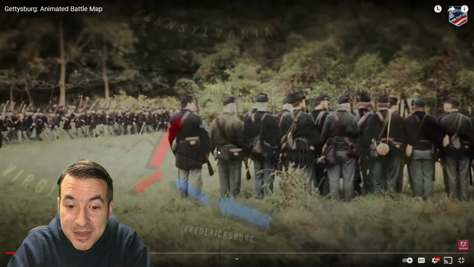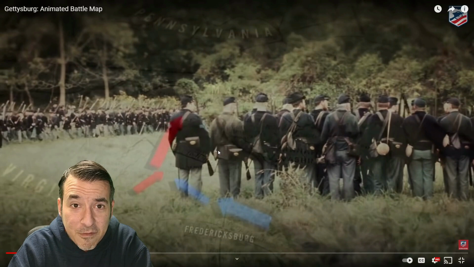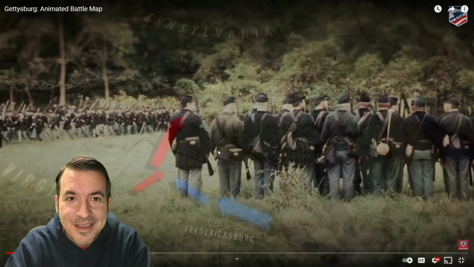And Meade has been in command for all of like 3 or 4 days when the battle starts. He replaces Hooker. Hooker was fired. And rather than ask Meade if he wanted command, he was ordered to take command.